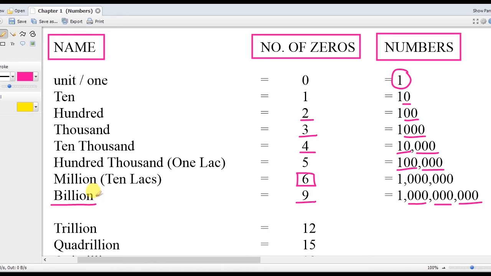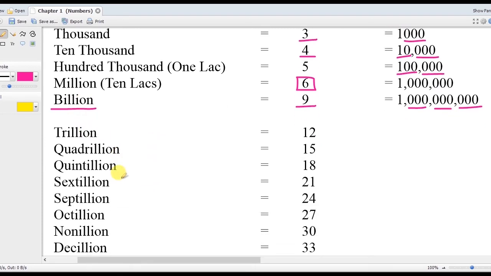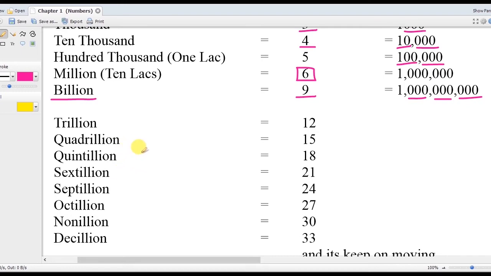So students must know the numbers up till billion at max. Here are a few more numbers that are even bigger than the billions. This is just extra information for the students who would like to know. Otherwise you can skip it. But up till billion, every student must know what a billion number is, right?